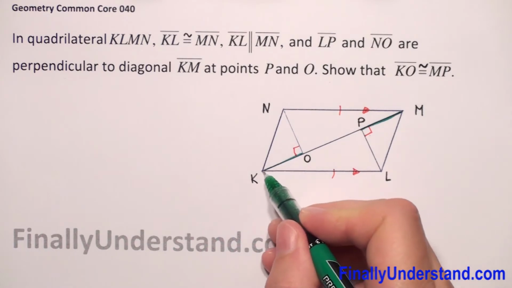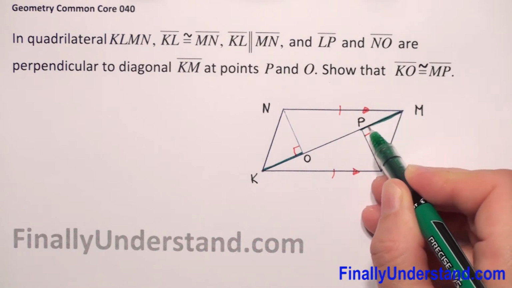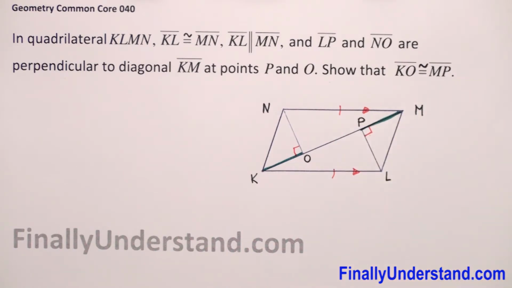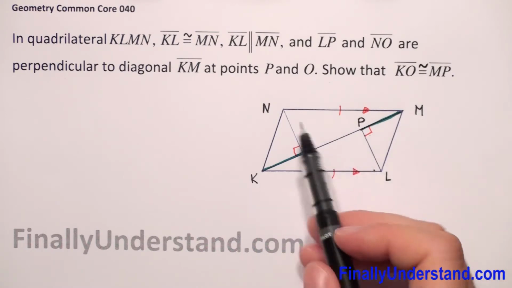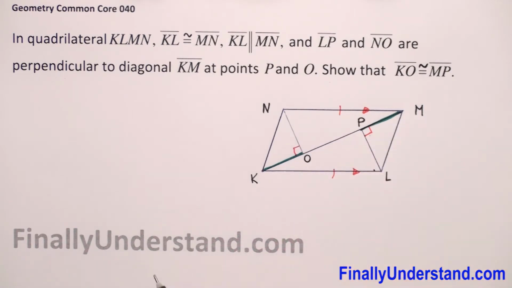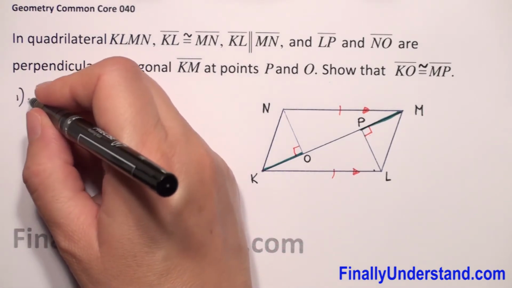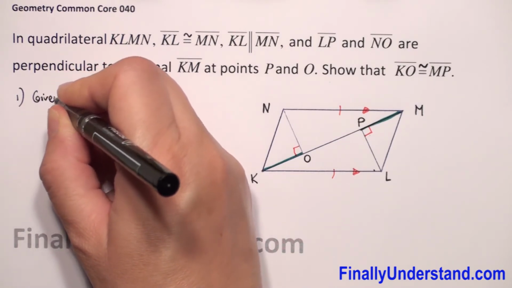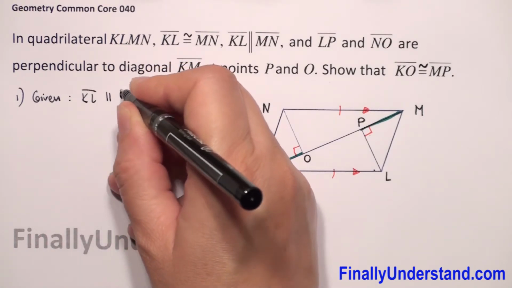We have to show that these two green segments are congruent. We will start from the information which we have given. We have given that the segments KL and MN are parallel. Let me write this. First, we have given KL is parallel to MN.